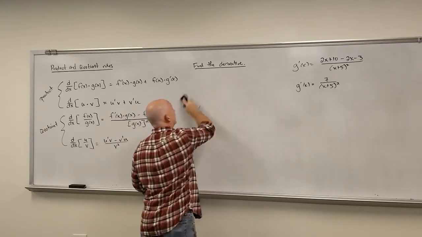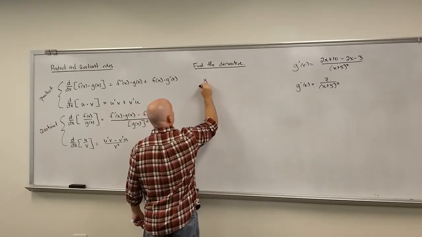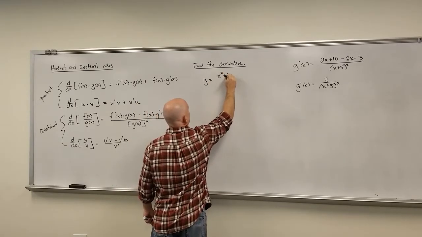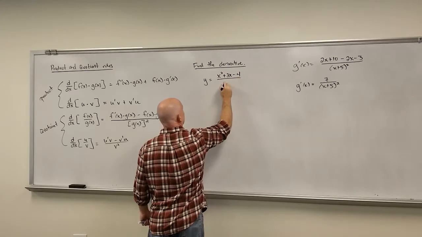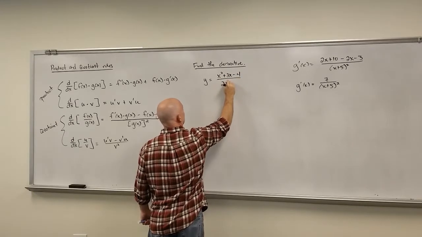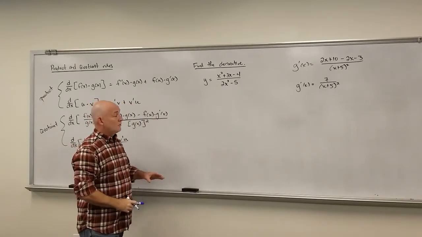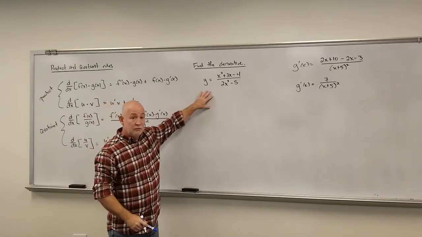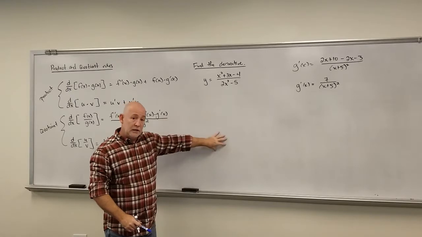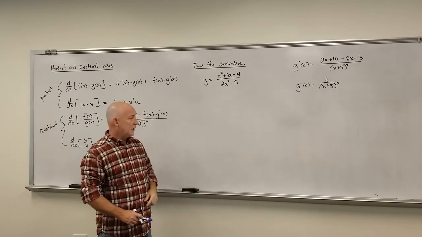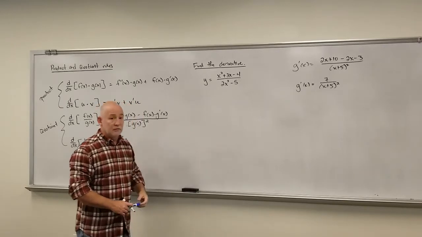So same idea. Let's say, I don't know, y is equal to x squared plus 3x minus 4 all over 2x cubed minus 5. So a little bit harder. Do me a favor, see if you can figure out what u and v are, take the derivatives, plug it into the formula, but don't simplify. We'll simplify together. So go ahead and find the derivative for me, please.